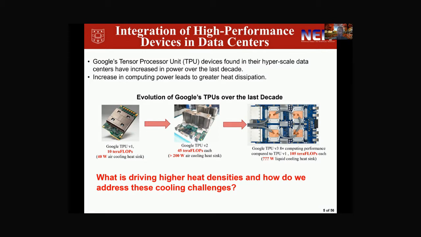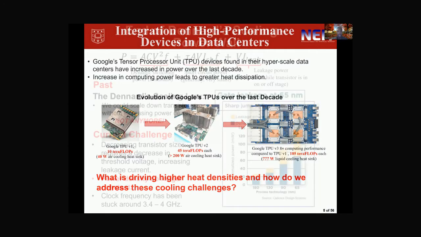Initially, in the first two generations, we can see that Google used air-cooled heat sinks to dissipate the power from these TPU units. But as they moved to the third generation, air cooling could no longer dissipate the heat from these devices, and so their data centers were retrofitted, or are being retrofitted, with liquid cooling heat sinks. And so then the question is, what is driving these higher heat densities, and how can we address these cooling challenges?